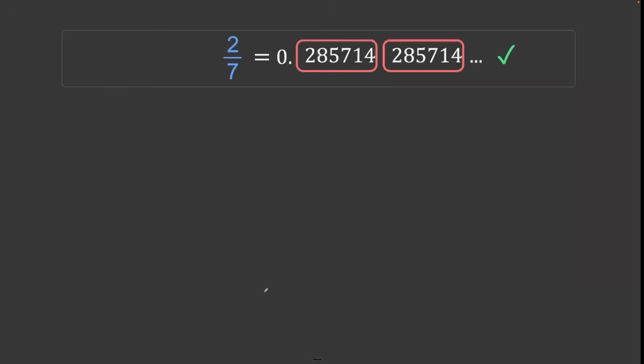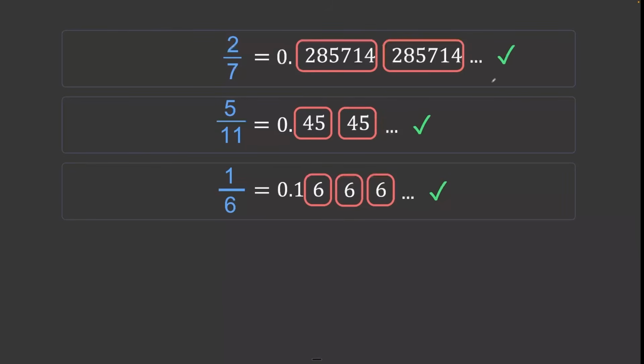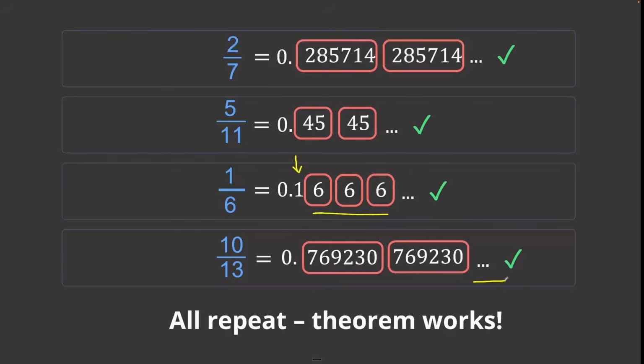2 by 7 is giving us 0.285714, 285714 and so on. 5 by 11 is giving us 0.4545 and so on. 1 by 6 is giving us something slightly different: 0.1, but then again we get 6666 and so on. 10 by 13 is giving us 0.769230, 769230 and so on. So all of them repeat. They have a non-terminating and repeating decimal, and this means the theorem works.